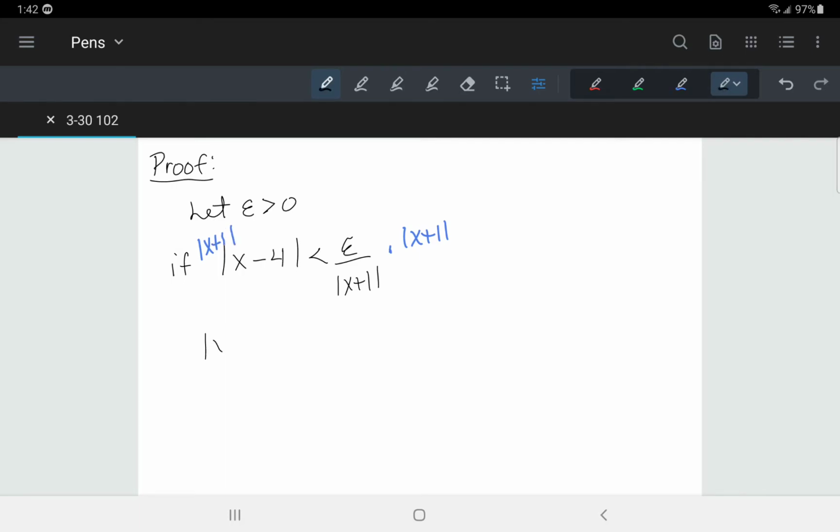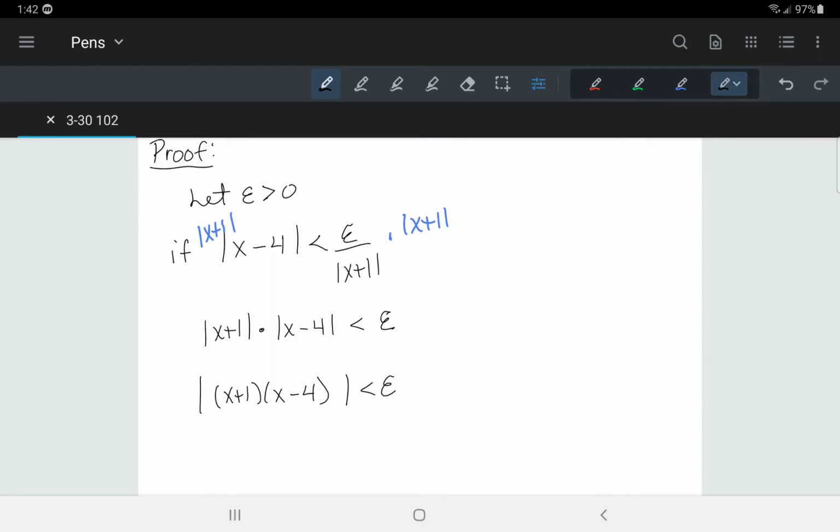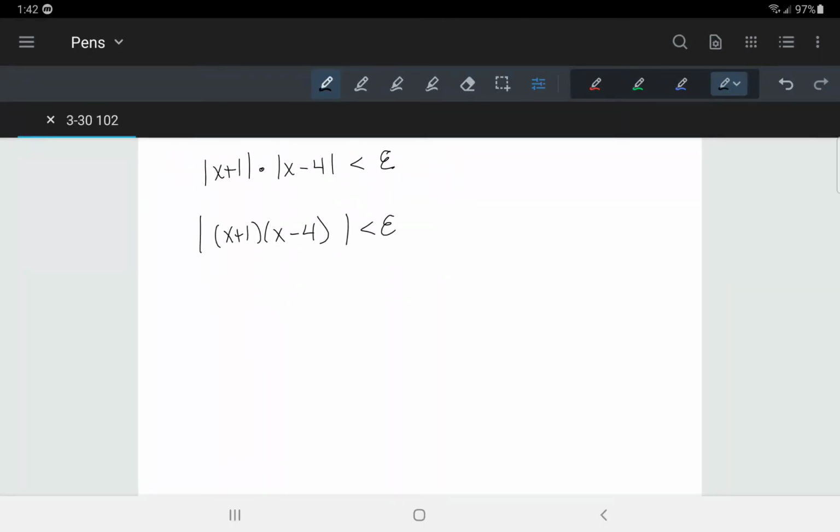So on this side, absolute value of x plus 1 times absolute value of x minus 4 will be less than epsilon. We can recombine the factors into a single absolute value, x plus 1 times x minus 4. This will be less than epsilon. And then we can multiply it out. So this is the absolute value of x squared minus 3x minus 4 is less than epsilon.